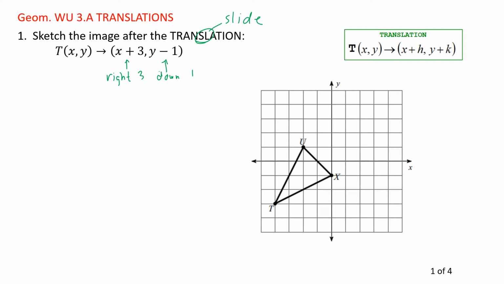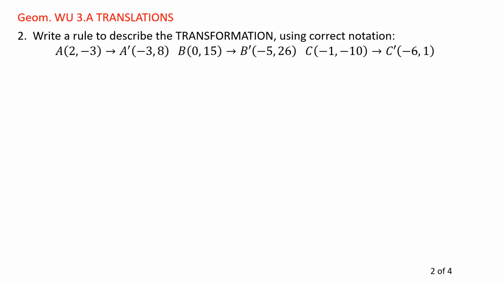All I'm going to do is come over here, pick a point, go over 3, and down 1. This will be u prime. And do the same thing for x and t. There is the new figure. This is, of course, the image. This was the pre-image. That's a slide or a translation.